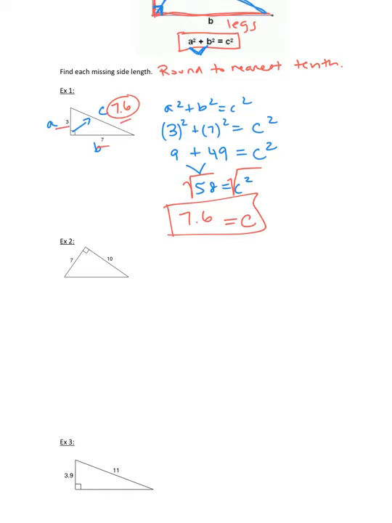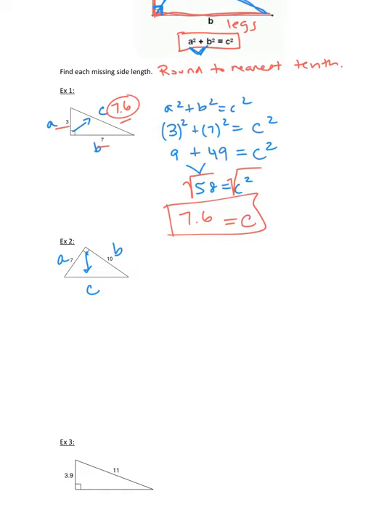Okay? If you look at the next one, I'm going to first label a, b, and c. So across from the right angle is c. These are a and b. It doesn't matter which one you call a and b, but c must be the hypotenuse.